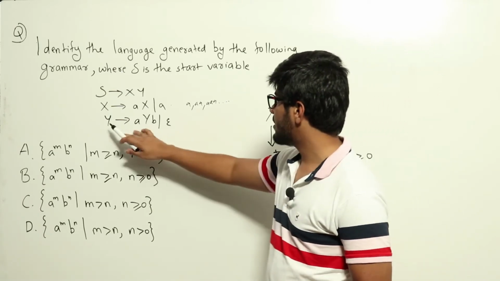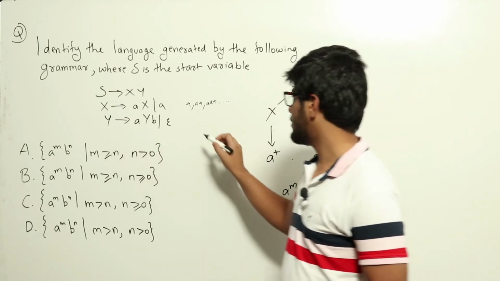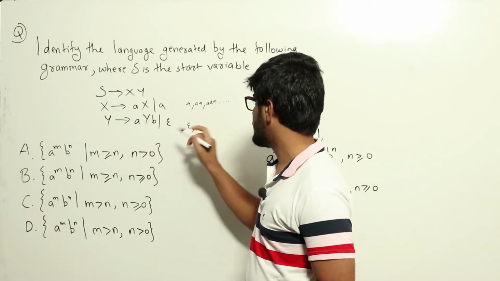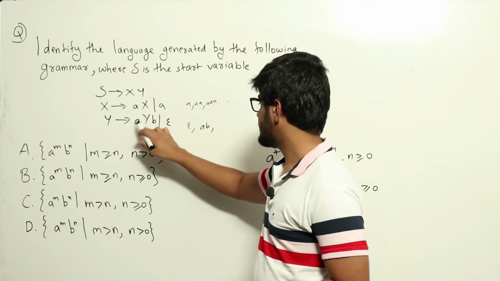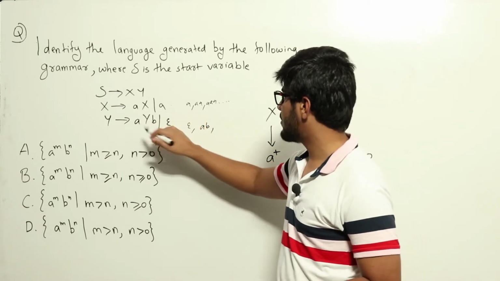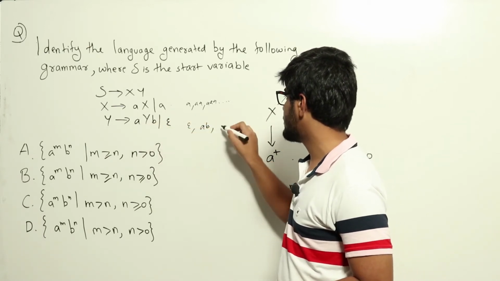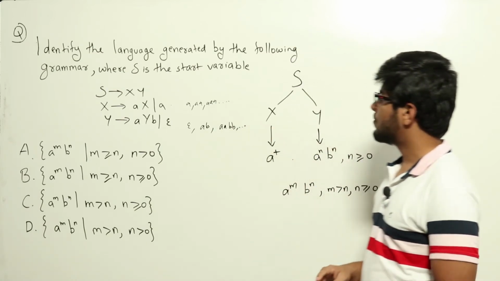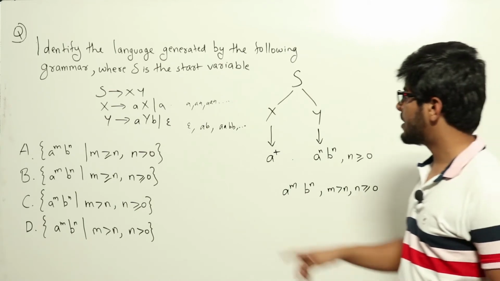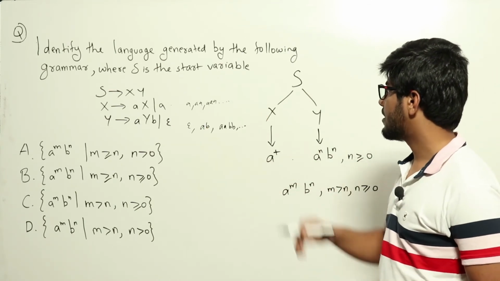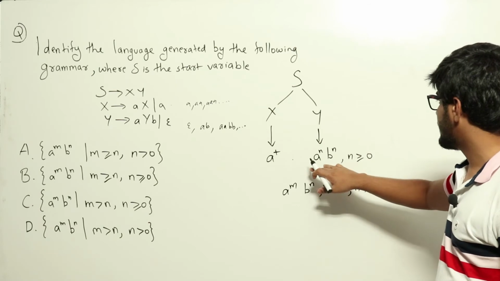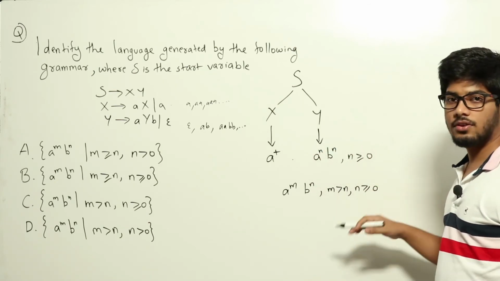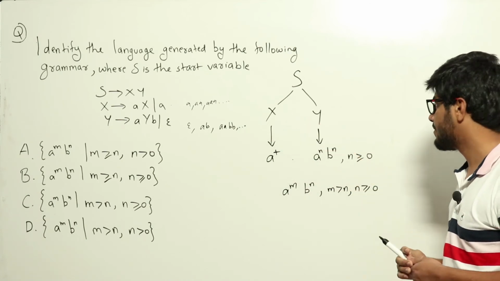Now if you look at y, it can start with epsilon, or it can go to ayb and then y gives epsilon, that would be ab, or it can generate ayb and y again generates ayb and then y goes to epsilon, so that would be aabb, aaabbb, etc. So y will generate strings of the format a raised to n, b raised to n. That's what I have given here. Y gives a raised to n, b raised to n. Now n can be greater or equal to 0 here because epsilon is also allowed.